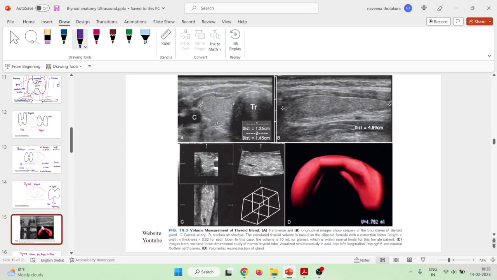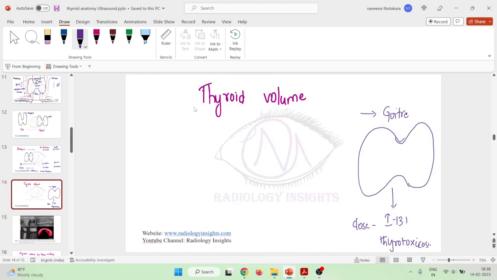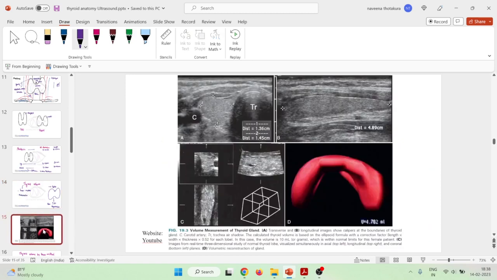So if you see, this is the measurement of thyroid gland. The thyroid gland volume can be measured by the linear method, or it can also be measured by some mathematical formulas which are available for the calculation of thyroid gland volume. This is one of the pictures of calculating the volume of thyroid gland. First, obviously the thyroid is like an ellipse. Each lobe is like an ellipse. So this is one ellipse.